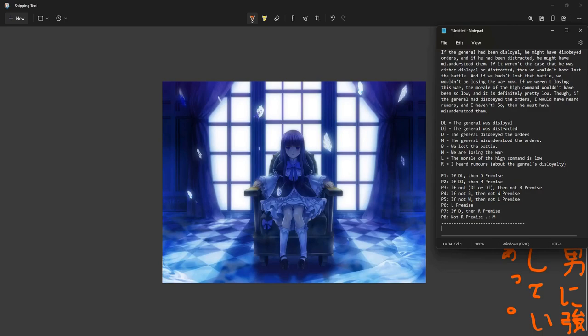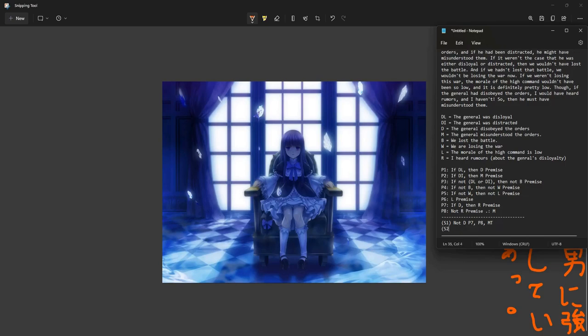Awesome. So step one. Not D. How can we be sure about that? Well, if we look at premise 7, premise 8, which are if D, then R, not R, then we know it's not D. And that is modus tollens. As far as I'm aware, that's correct. S2. Not DL. How do I know this? Because of S1 and P1. And this would be MT. I forgot to put these in parentheses.